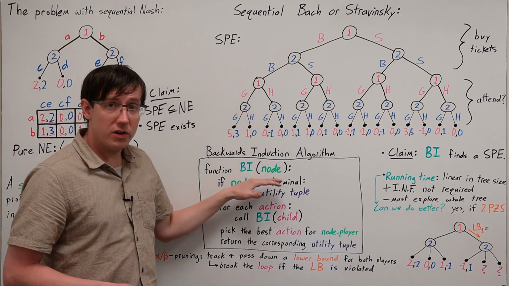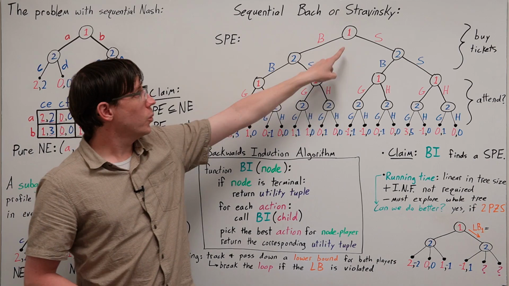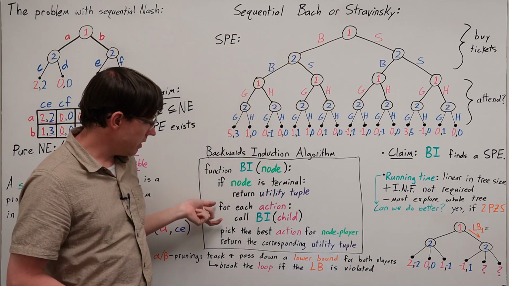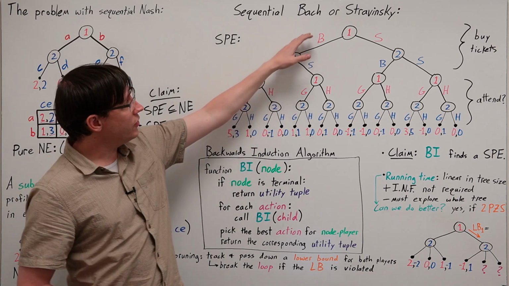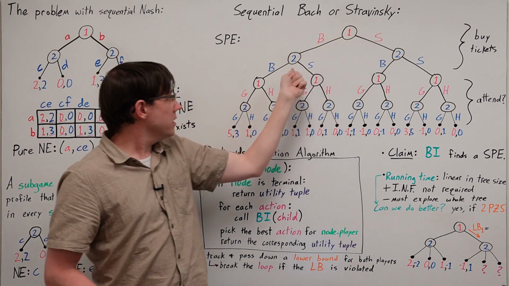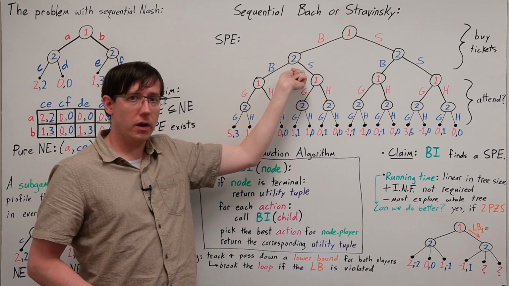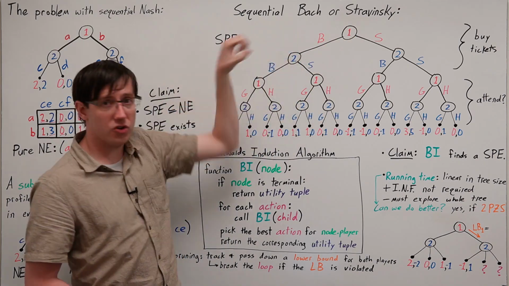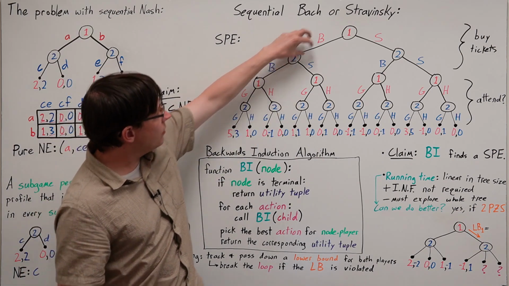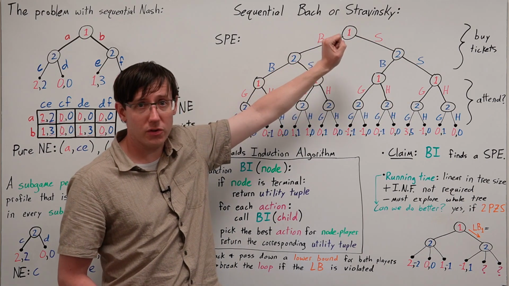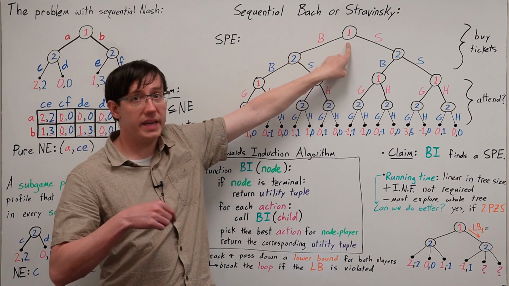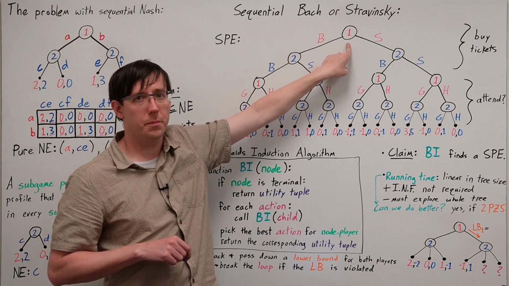To run backwards induction on a game tree, we start by calling the function on the root node, and then we will loop through all of the actions available at that node, and since each action leads to some child node, we can recurse on that child node, and once each of the child nodes has returned its result, we will pick whichever one is best for the player making a decision at the current node.